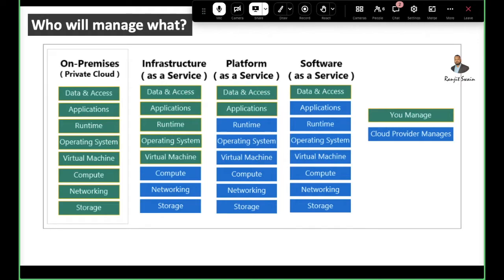Nobody is going to see that one, right? So, the applications, where it is running, in which machine it is running, which compute power it is using, what the networking and storage are, everything will be managed by the cloud service provider. Now I think it is very clear to you what the things are and how they are classified and used in the cloud area.